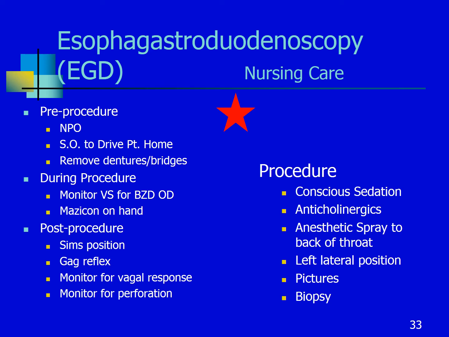Because they're putting their tube in, right? Anesthesia is spray at the back of the throat. That's why we are monitoring for the gag to return, because now it's numb. So lateral position, they take pictures, they can show the pictures to the patient. They do a biopsy to make sure, if it's cancer, they can identify what it is. Next slide.